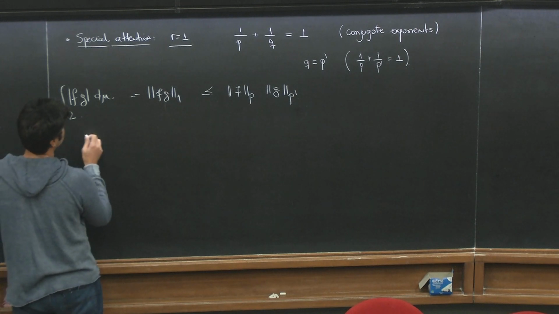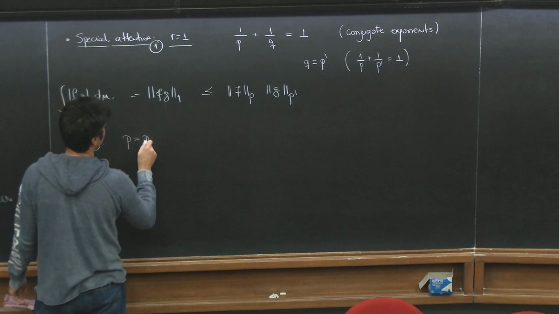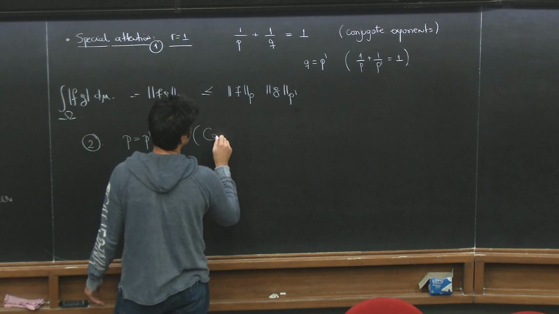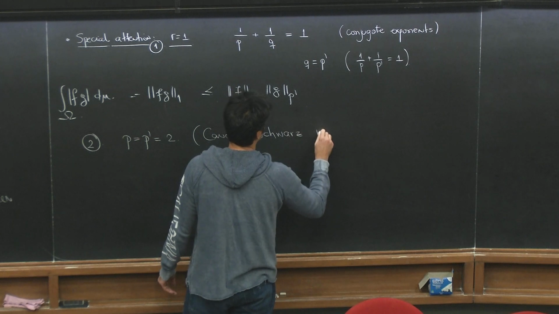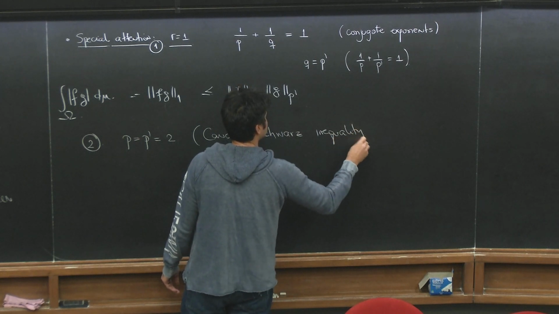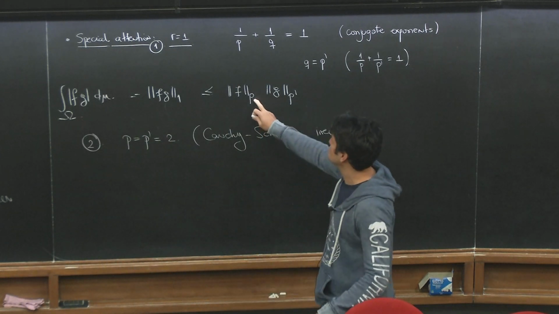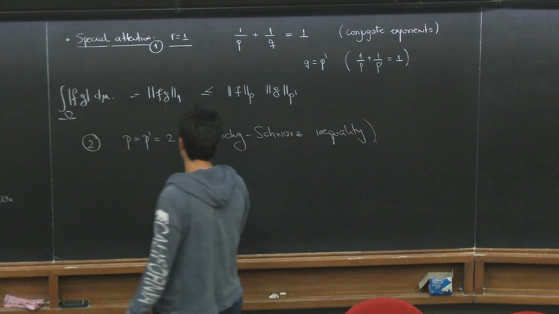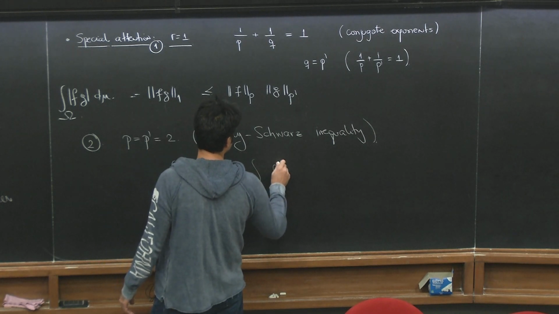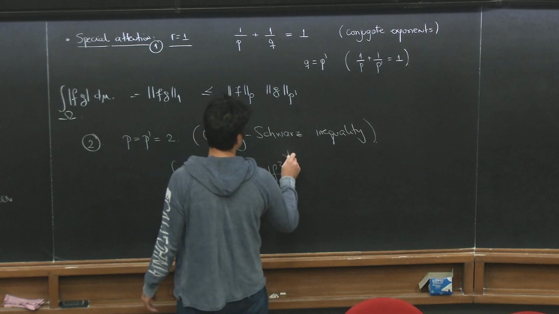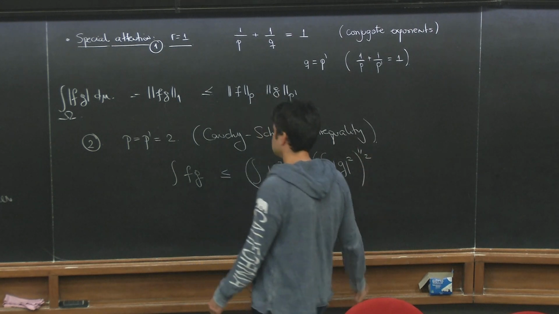This is what we proved last class. If you take just p equals p prime equals 2, what you get is known as the Cauchy-Schwarz inequality. You may have heard this many times in your life. This is just a specialization of Hölder's inequality to the case 2, 2, and 1. So you get that the integral of fg is less than or equal to the integral of f squared to the 1/2 times the integral of g squared to the 1/2. This is Cauchy-Schwarz.